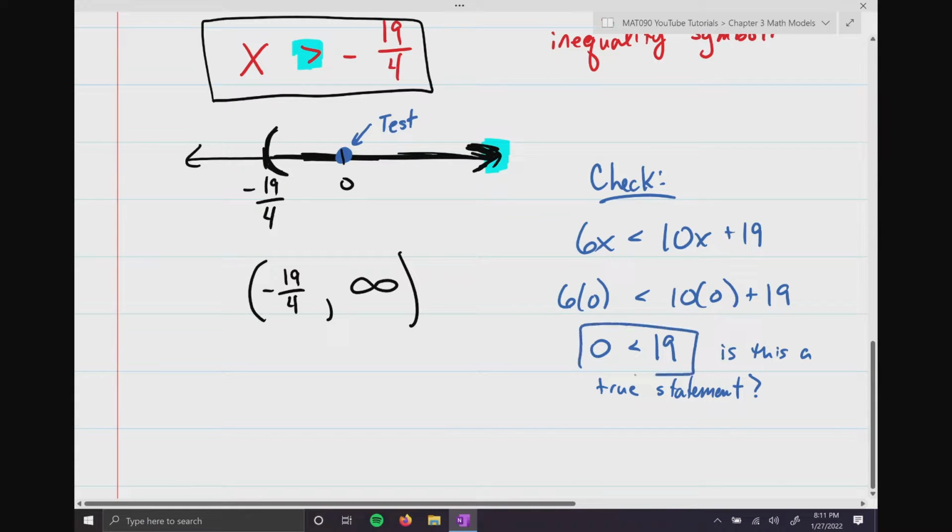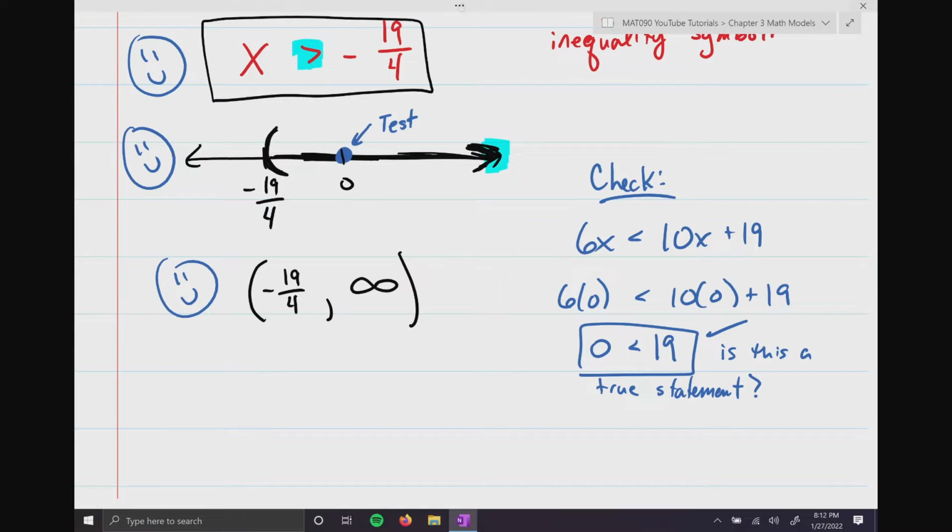And the answer is yes. So I know not only is my solution correct, put a little smiley face next to my solution, I know my graph is correct, and I know my interval notation is correct. All right? So now let's go ahead.